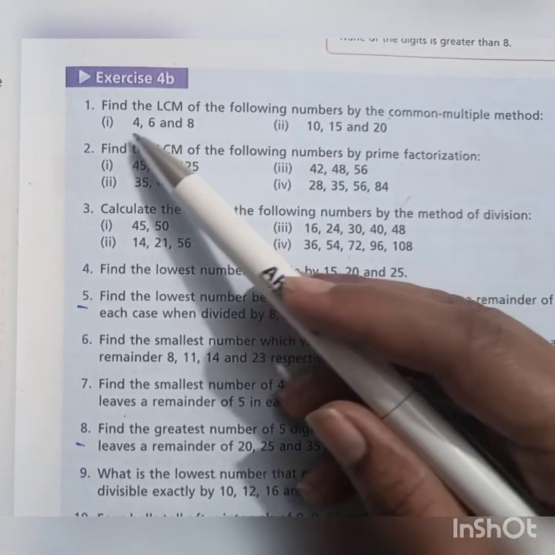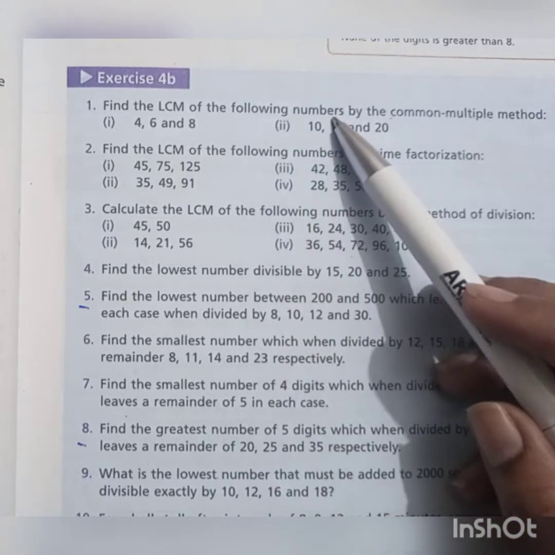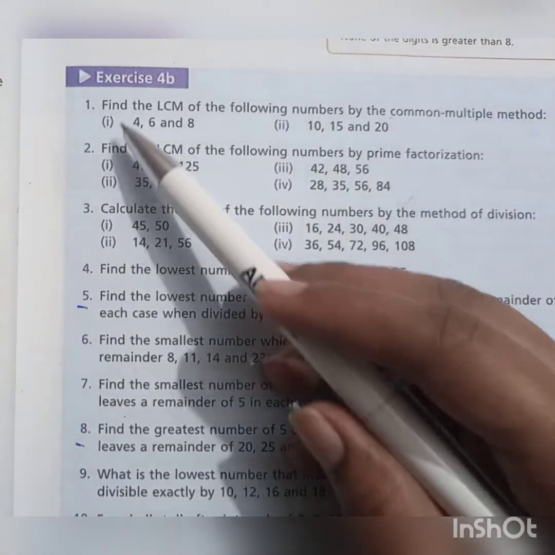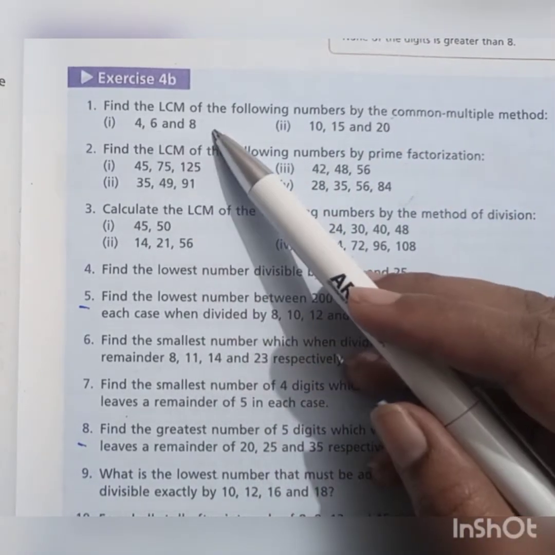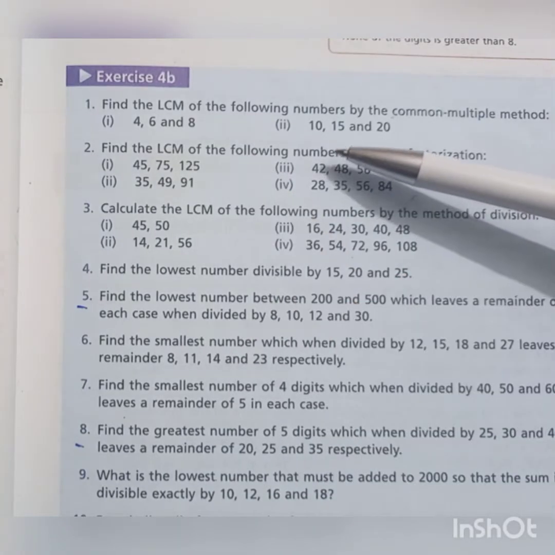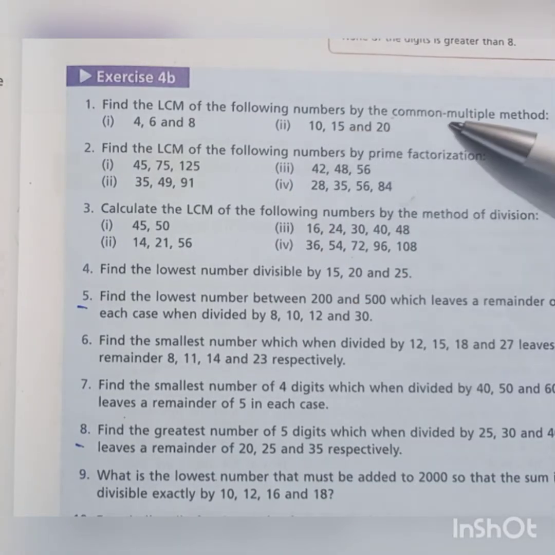Here question number 1 is: find the LCM of the following numbers by the common multiple method. Part number 1 is 4, 6 and 8. So let's find LCM by common multiple method.